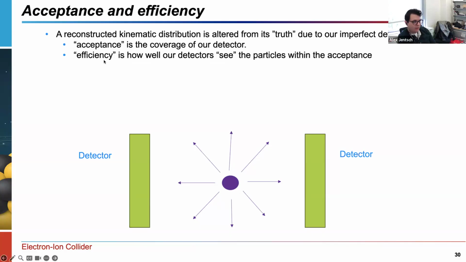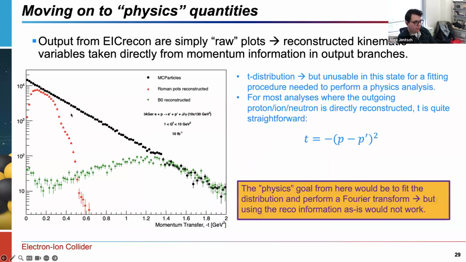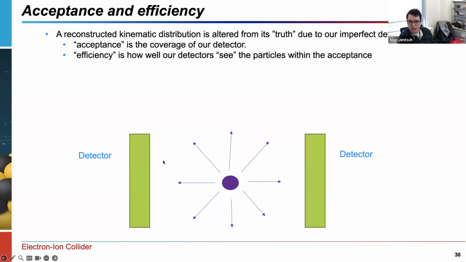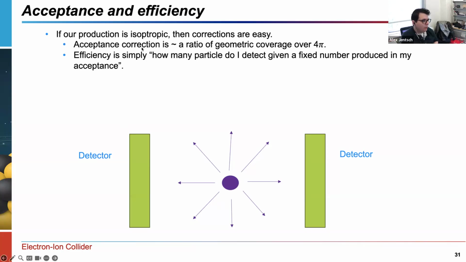But ultimately, the acceptance part of this is really important because this is purely what we see here. This loss between the green, red, and black is purely from acceptance. And so we have to have an understanding of what the acceptance of the detector is so we can apply an appropriate correction. And so ultimately, if your production of particles is isotropic, let's just assume that it is, even though it's not necessarily always the case, then your acceptance correction is really just a ratio of your geometric coverage over the 4 pi coverage that you should expect for that isotropic production. And then efficiency is really just as simple as how many particles am I seeing within my acceptance, and you can test this from the simulations, for example.